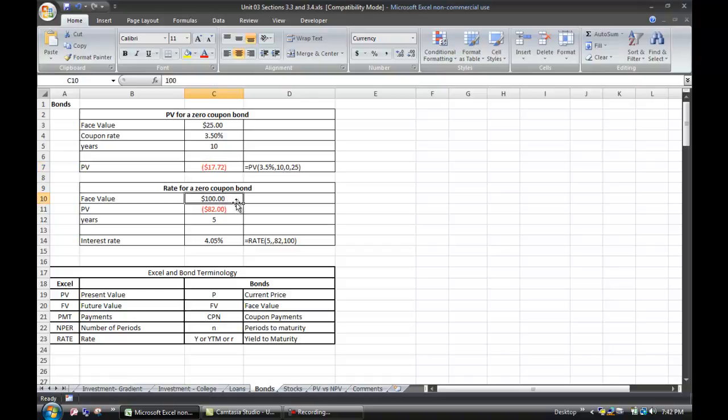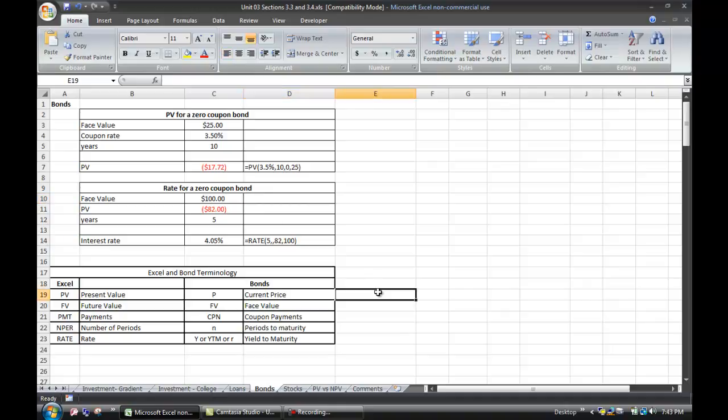This is another bond. If you know the face value is 100 and you have to pay $82 for it and you will get the 100 in 5 years, you can use the rate function to determine the interest rate. Rate: 5 is the number of years, 82 is the present value, 100 is the future value. That is the zero coupon bond.